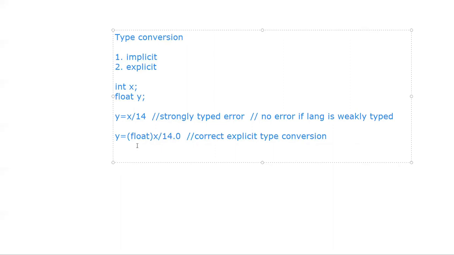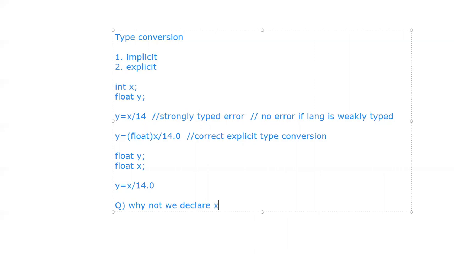Okay. Now, why we cannot write statement like this? जब आपको x को बार बारी फ्लोट में कन्वर्ट करना पड़ रहा है, जहां कहीं भी आप इसका रिजल्ट y में स्टोर करना चाहते हो, तो हम इसे ऐसे क्यों नहीं लिख रहे हैं? Why are we not writing statement in this way? So this is my question. Why not we declare x as float in the program?